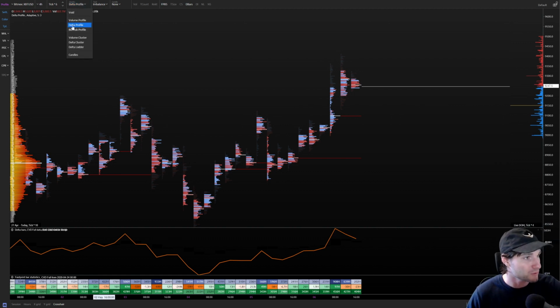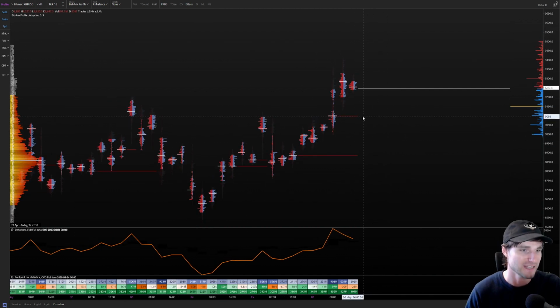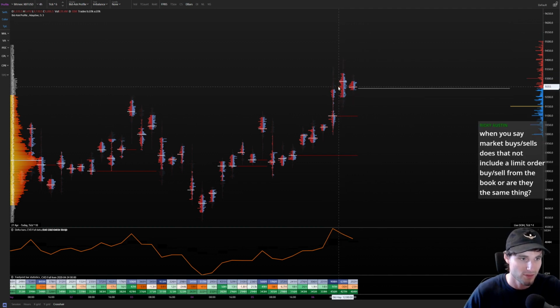But yeah, that's what you're looking at with the delta. I don't use void, I don't use candles. The bid ask profile is pretty helpful. Again, it's very similar, but basically you get more thickness, I guess, when there's a lot of asks or sells, you get more thickness on the right.